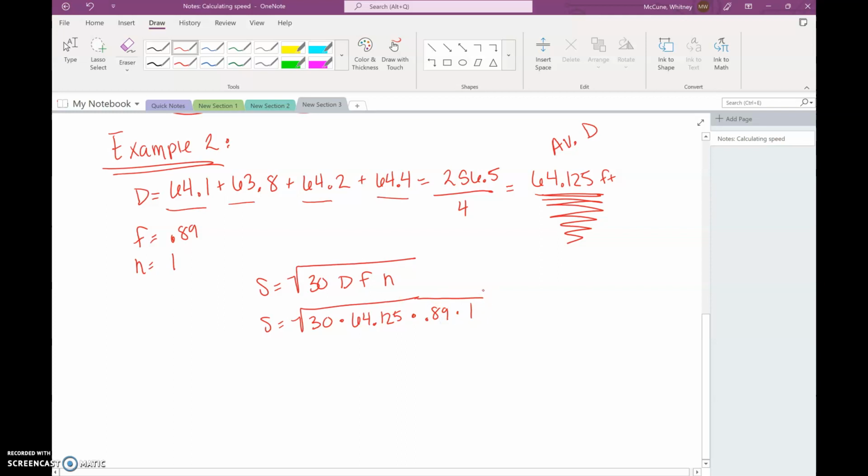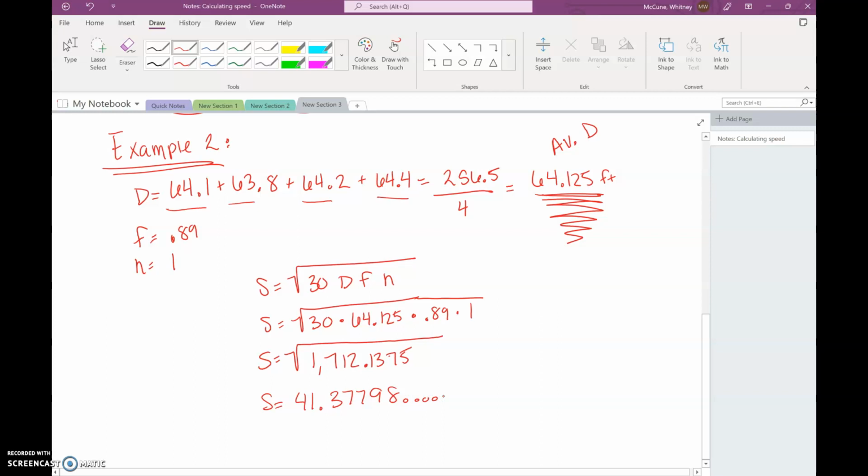Type that into your calculator: 30 times 64.125 times 0.89 times 1, and you should end up with S equals the square root of 1,712.1375. Now that you have that number, all you have to do is hit the square root button. So the square root of 1712.1375 gives you a speed of 41.37798, and so on.